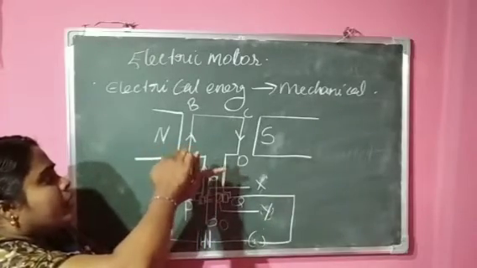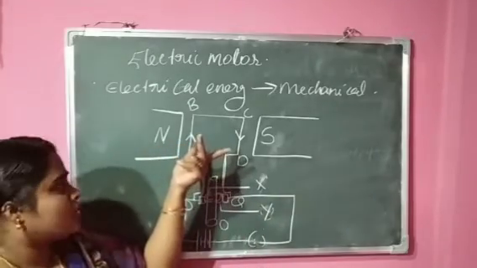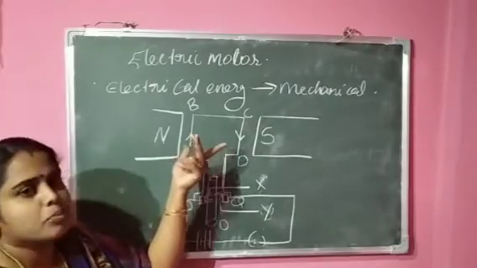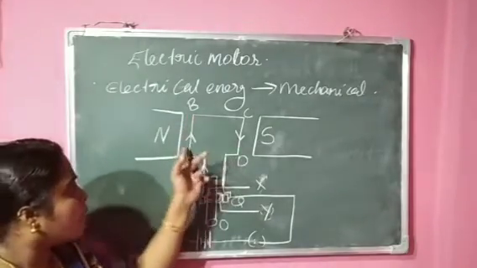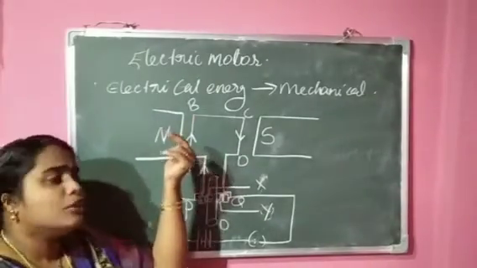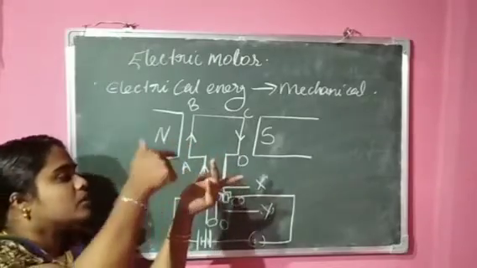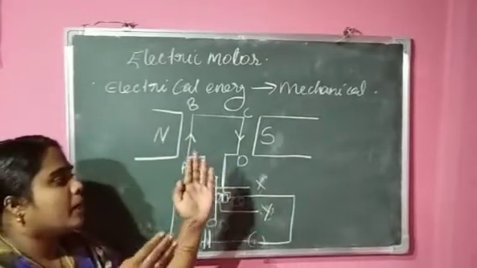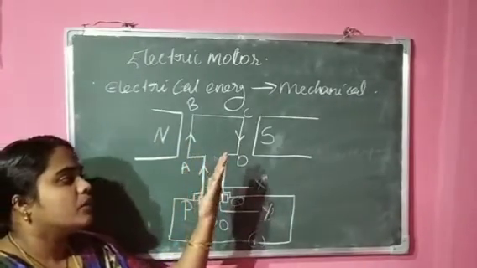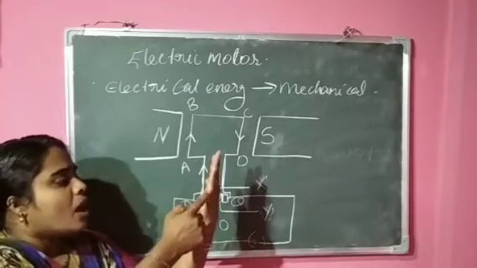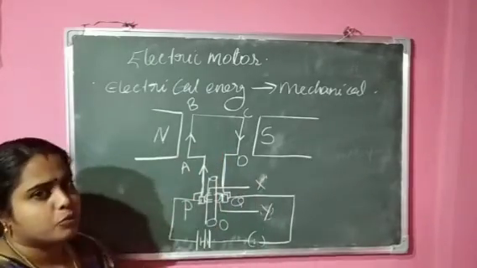Then the movement of the conductor, in which direction? It moves downwards or upwards. The arm AB moves downwards into the board. The direction shows into the board. So the arm AB moves downward and at the same time arm CD moves upward.